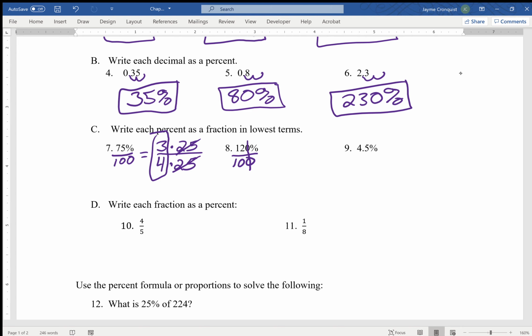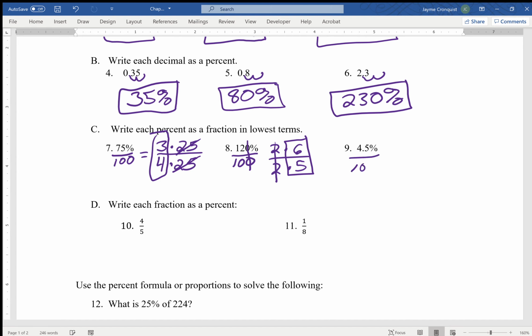120, if we put over 100, first thing I can do is get rid of the 2 zeros that line up. That's now I have 12 and 10. They both are even, so I can break this down, right? So this is 2 times 6 over 2 times 5. I can get rid of the 2s. There we go. So that's 6 over 5.